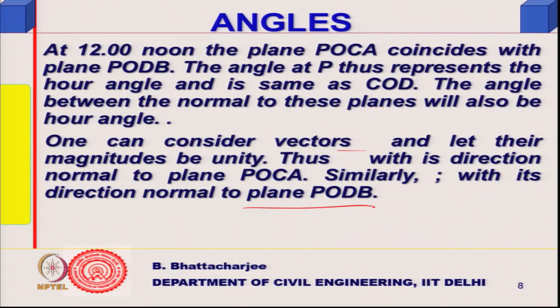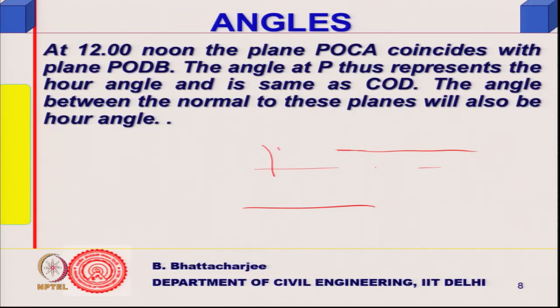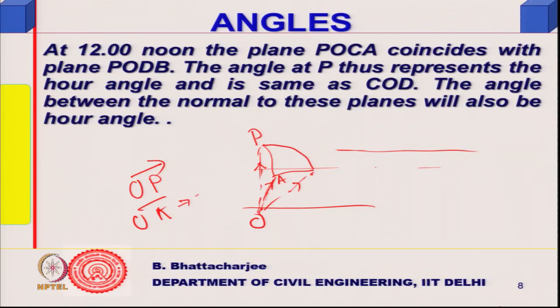Now how do we find the relationship? One can consider vectors and let their magnitudes be unity. So in a spherical triangle, this was a spherical triangle as I said, and these are the arms, right. What we do is consider a unit vector along this direction, a unit vector along this direction. For example, this is OP, so OP vector, this was I think OA, so OA vector, and this is OB or whatever it is.